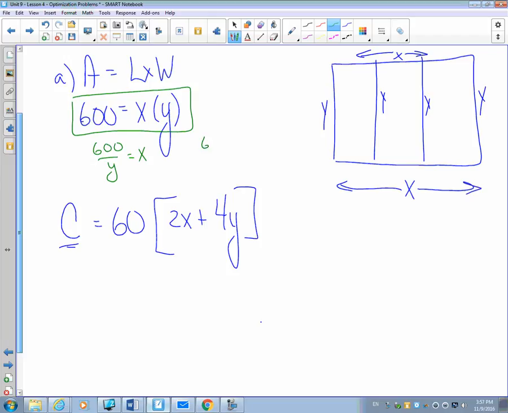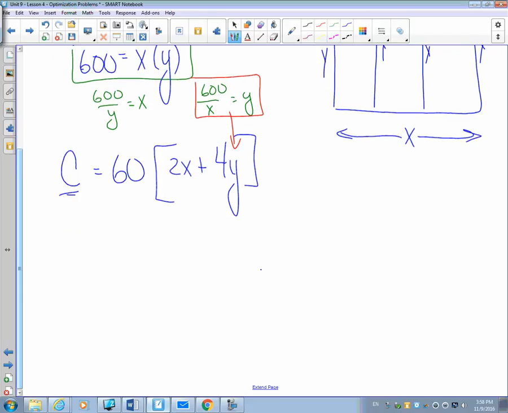Or I'm going to take 600 and put it over x, and that's what y is. Doesn't make a difference which one I use. I have an expression for one variable in terms of the other. Either way, I can substitute that into my equation. I'm going to pick the y one. I'm going to take this and stick it in here. What's that going to look like?